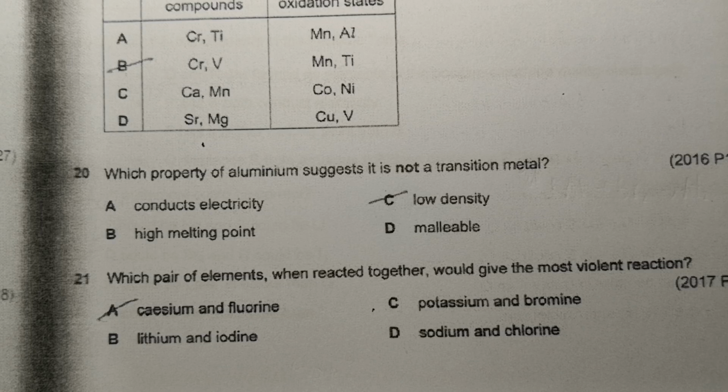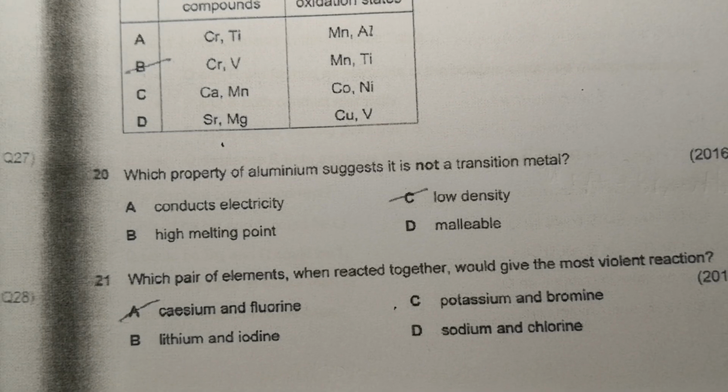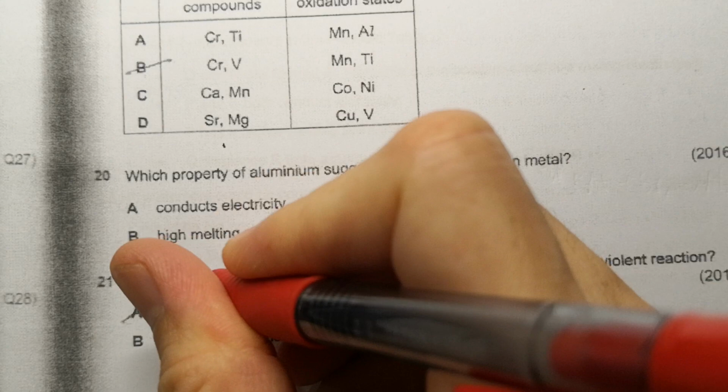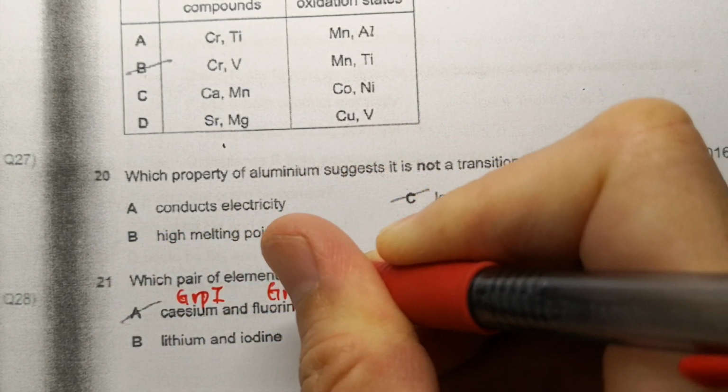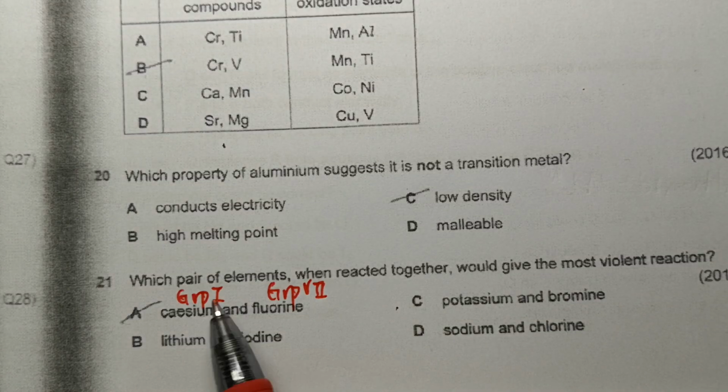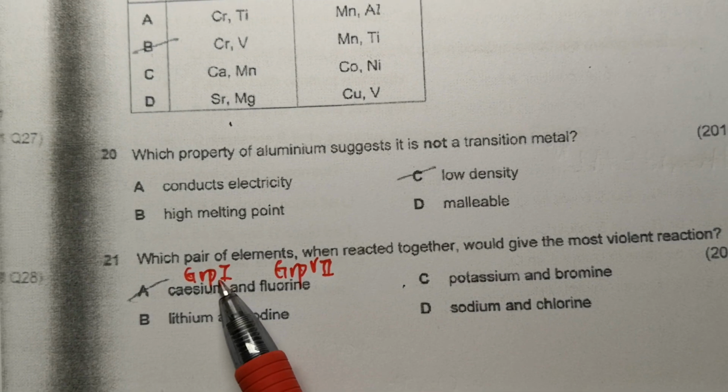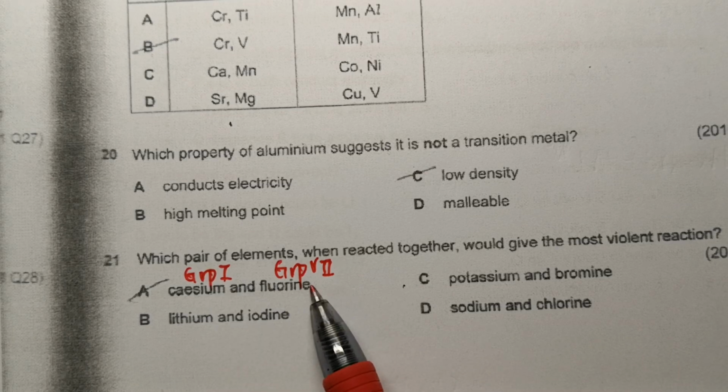Then number 21. Which pair of elements, when reacted together, would give the most violent reaction? The most violent reaction would be between group 1 and group 7. Group 1 and group 7 are very, very reactive. Group 1 only needs to lose 1 valence electron to become stable, and group 7 only needs to gain 1 electron. That's why both are very, very reactive.